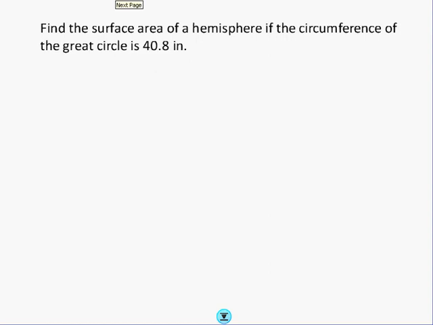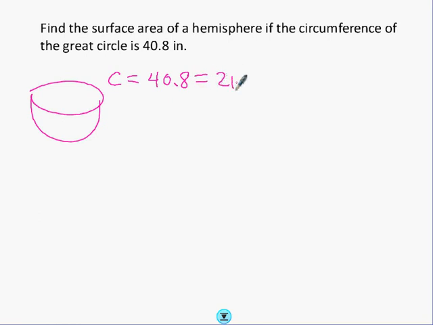If they tell us the circumference of the great circle of a hemisphere, the circumference is equal to 40.8. The circumference of a circle is 2 pi r. So to find the radius, I simply divide 40.8 by 2, and then I divide it by pi. That tells me the radius. Once you approximate the radius, plug that into the formula.